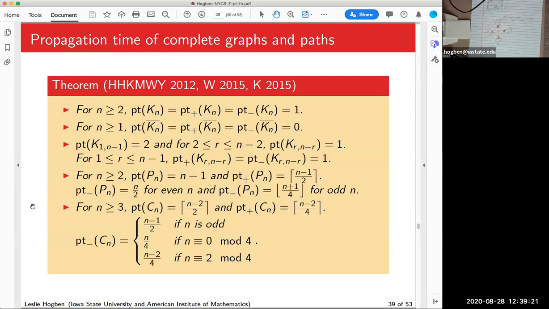So here is a slide that lists some of the propagation times. These are by no means all the ones that are known, but you can see here, and in our example, you saw how the propagation time was actually more for positive semidefinite because you started with fewer vertices. You also see sort of strange things happening here. So in particular, if you look at the path and the cycle and the skew.